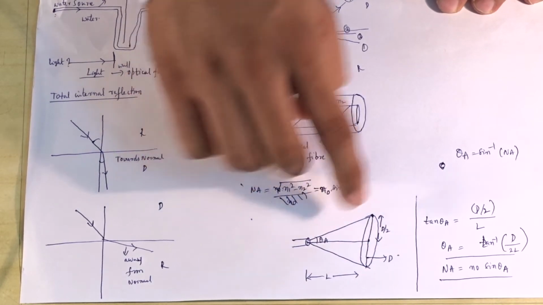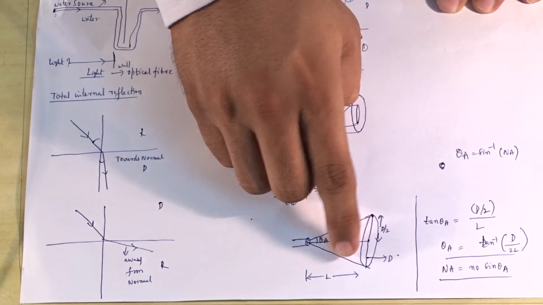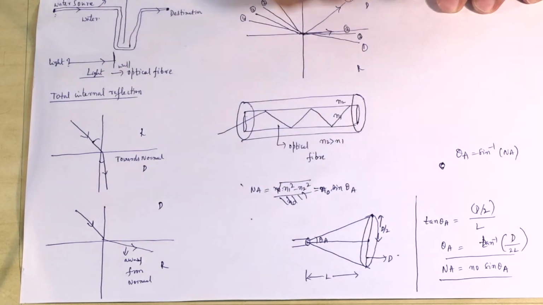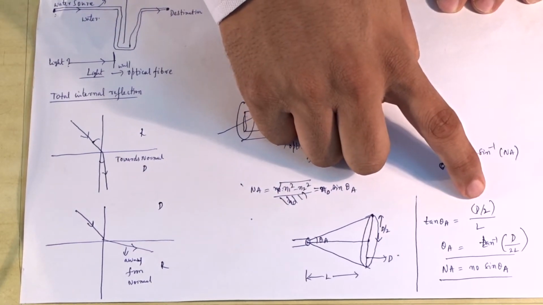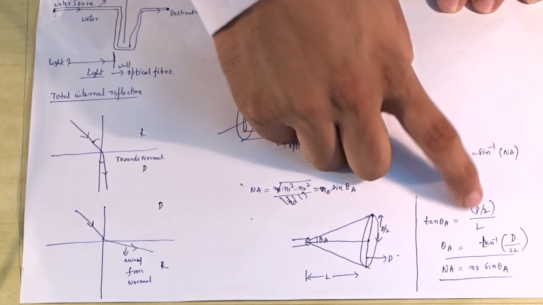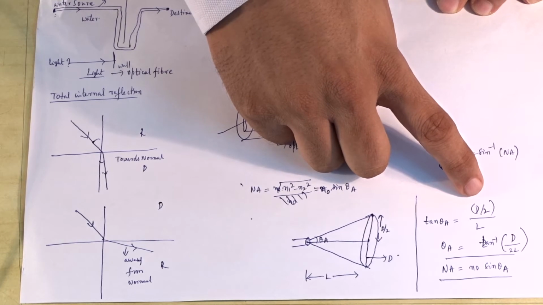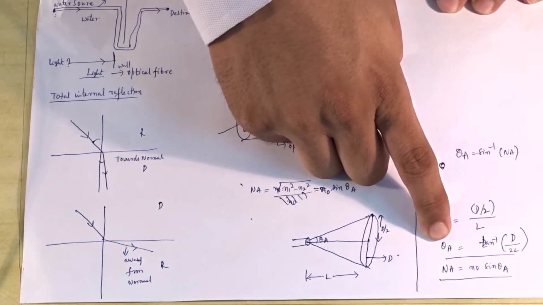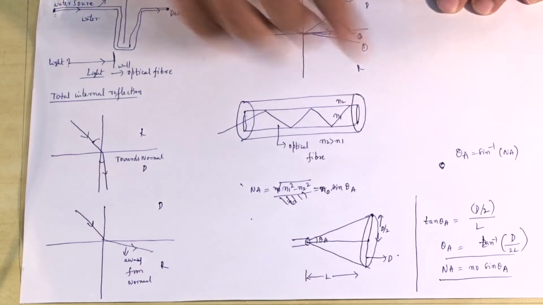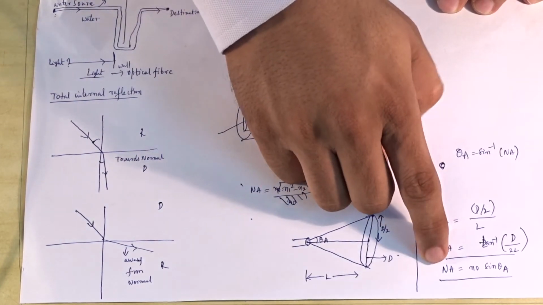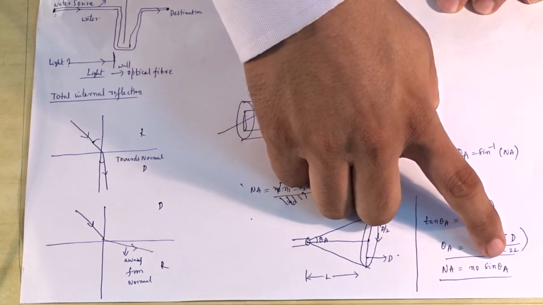How? This is the opposite side, and this is the adjacent side. So when you know the opposite and adjacent sides, you can easily take tan theta. Tan theta is opposite divided by adjacent. So if you calculate this ratio, tan theta is equal to d divided by 2l. So what is theta A? Theta A is tan inverse of d divided by 2l. That will give you theta A. What is numerical aperture? Numerical aperture is n0 into sin theta A.